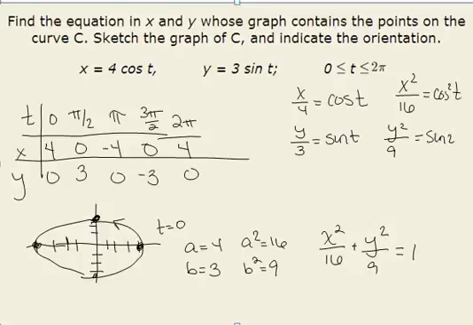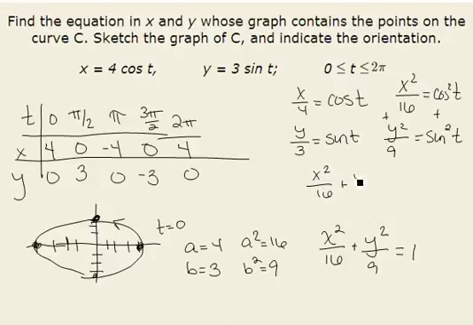One of the reasons that we squared both sides is so that we could have cosine squared t and sine squared t. Now when I add my equations, I will get x squared over 16 plus y squared over 9 is equal to cosine squared t plus sine squared t, which is equal to 1, indeed giving us an equation of our ellipse.